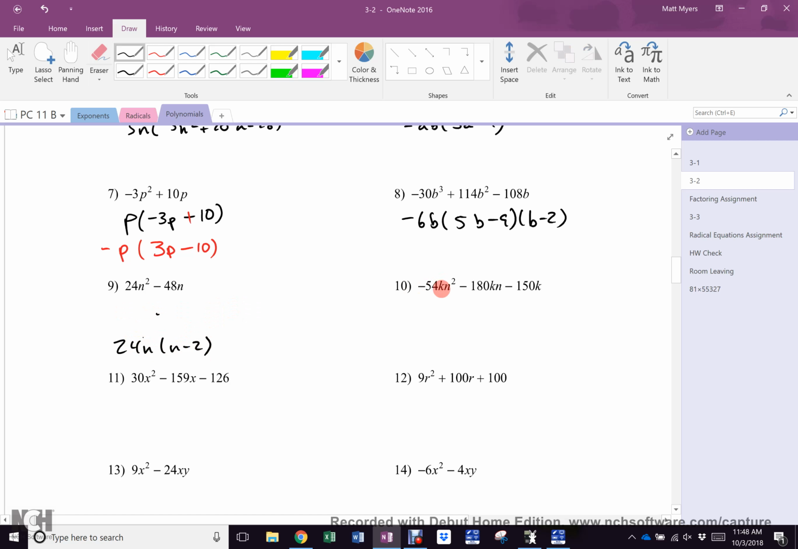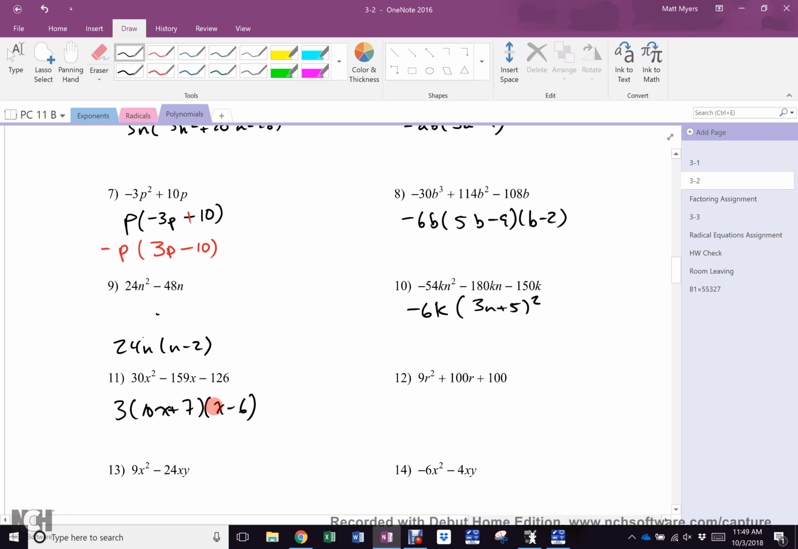10, who are we up to? Miu. Minus 6k. Bracket 3n plus 5 squared. Yeah. 11, Ayaka. 3 bracket 10x plus 7 bracket 10x plus 7. 10x plus 7. Okay. And then, x minus 6. That's okay?